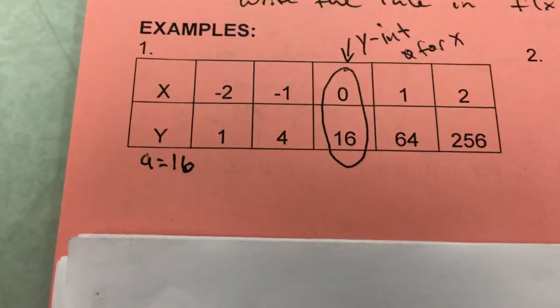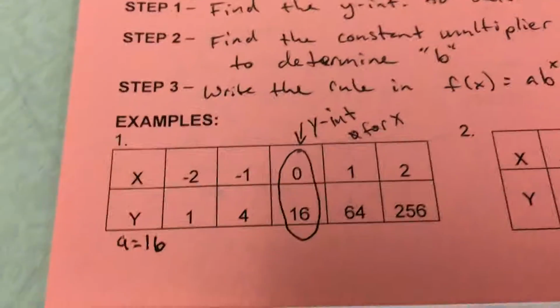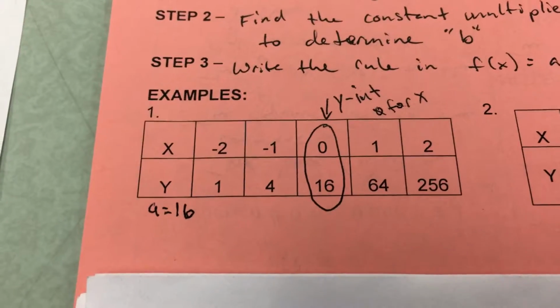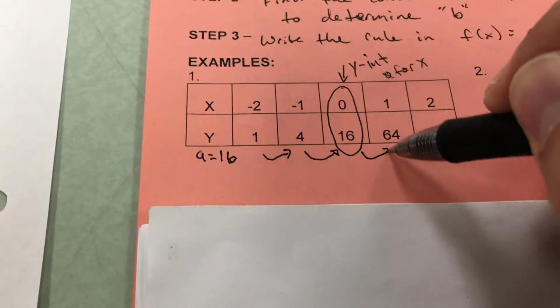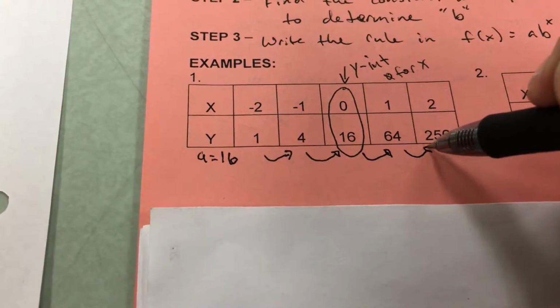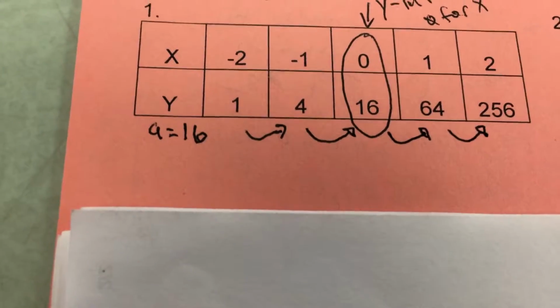Okay? Now we need to find b. b is the constant multiplier. So when you look at constant multiplier, you're going to want to look at the y's, and you're going to say, okay, what do we do to get from one y to the next? So if I go from 1 to 4, what am I multiplying by? If I go from 4 to 16, what am I multiplying by? From 16 to 64, and from 64 to 256. What am I multiplying by in each situation?